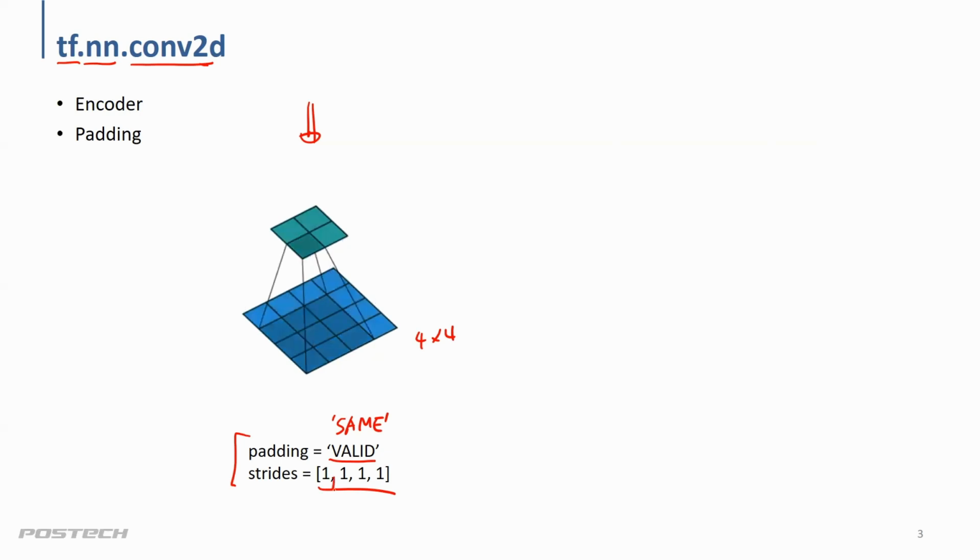Basically these two are the key. So this one is for the batch, and the other one is for the channels, and these are the height and width. So it's a 1x1 stride. These are the options that we need to define: padding and stride in convolution.